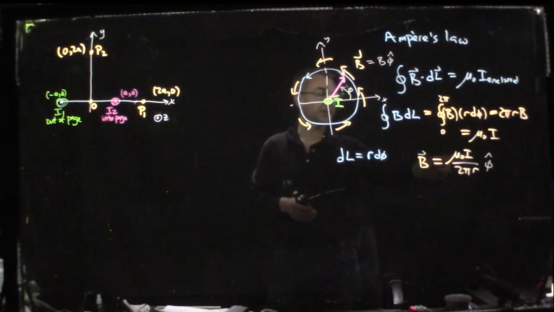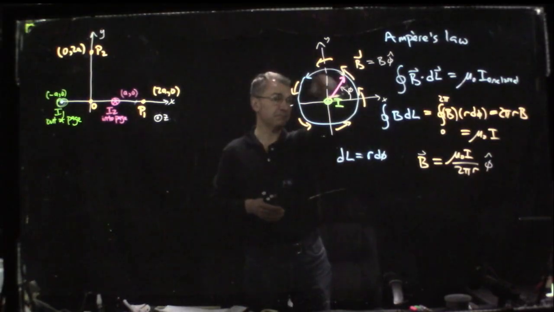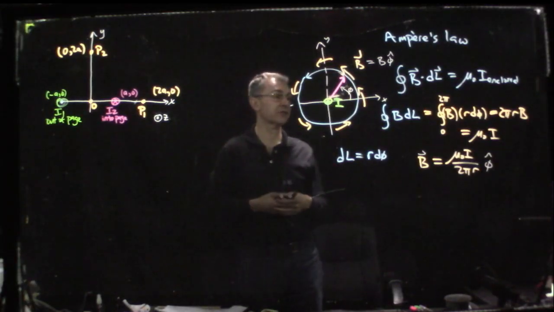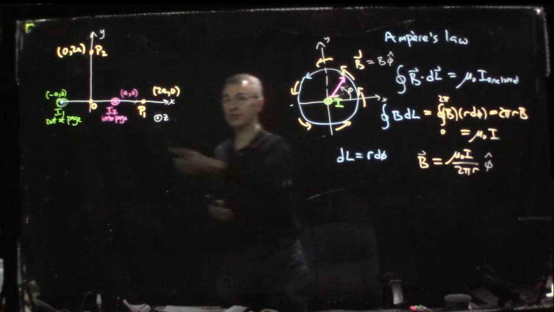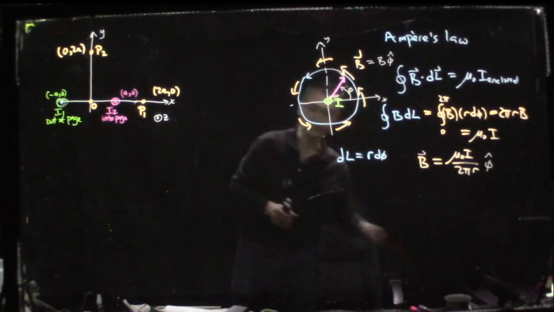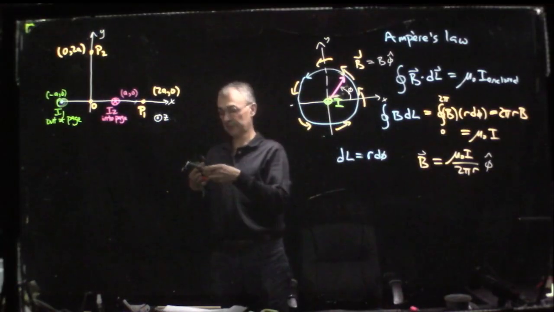Okay, so B is mu naught I over 2 pi r, and it is tangentially counterclockwise if I is out of the page, and it's tangentially clockwise if I is into the page. So let's start with the origin. Actually, the origin is kind of the easiest case to draw.